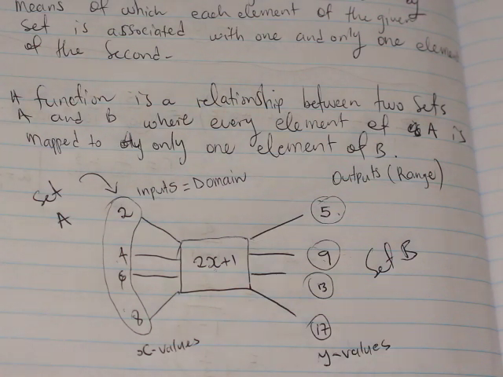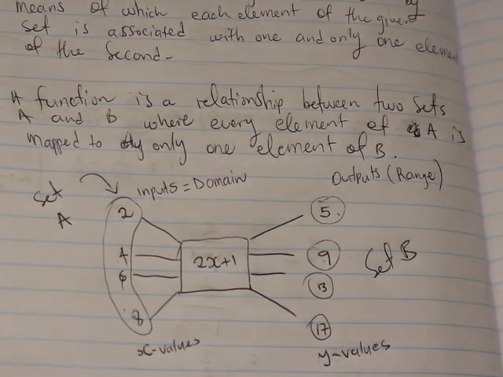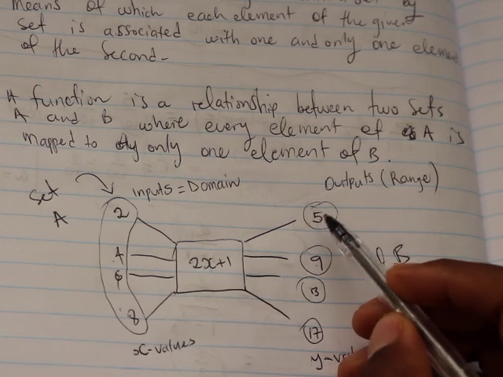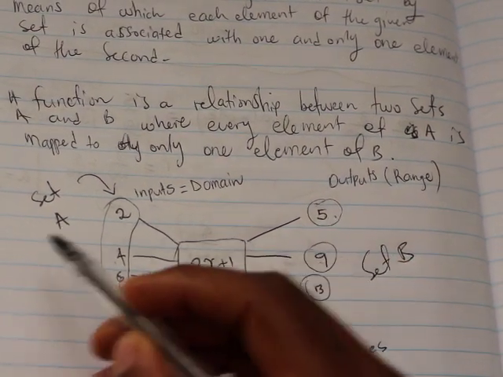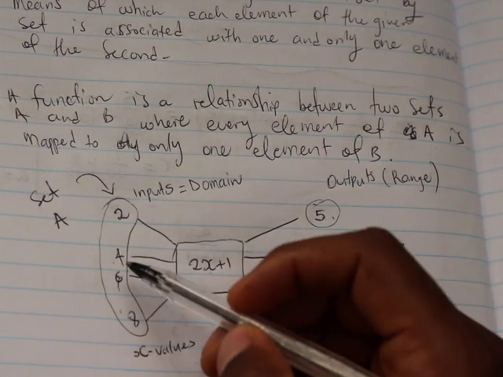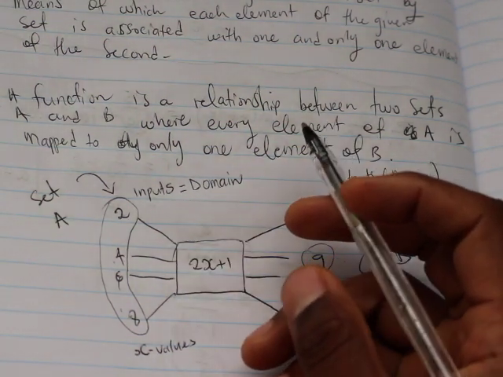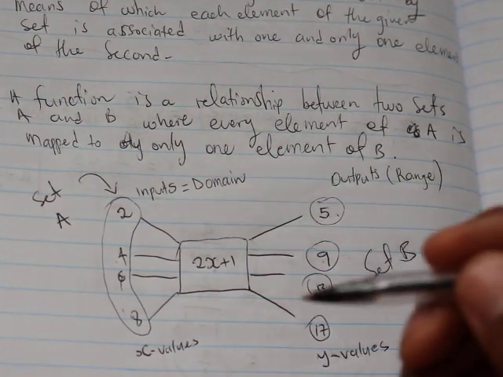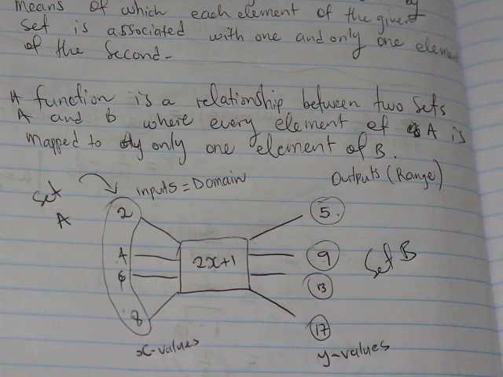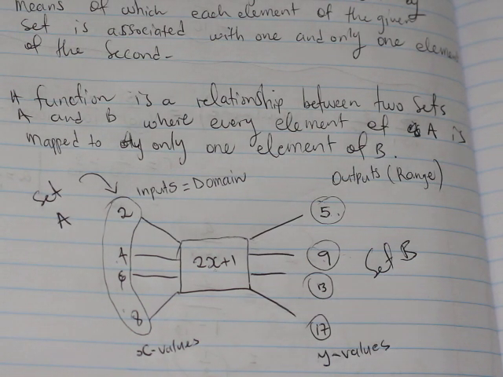But it's okay to have one y value being mapped to more than one x value. That is not a problem. As you guys have seen with a quadratic function, you find that there's x equals 2, x equals minus 2, and when you substitute 2 and minus 2 into the function, you find that actually the y value is still the same. So that is still a function.